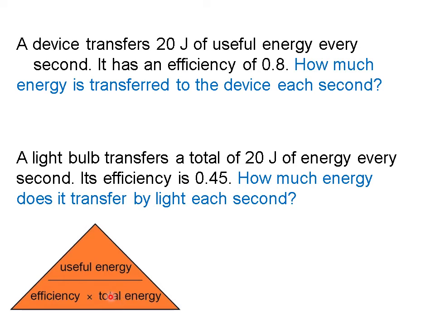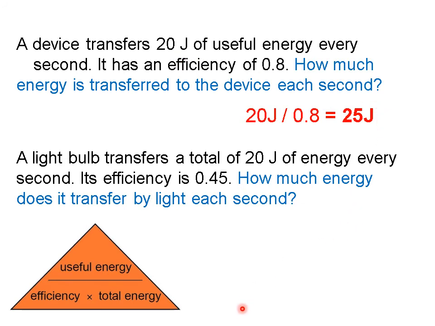So if you cover up what you're trying to work out, which is the total energy, it tells you to do useful energy divided by efficiency. So if you do that for the first one, it gives you an answer of 25 joules. Best thing to do then is to sense check your answer. 25 joules is greater than 20, and we're trying to work out the input energy, so that makes sense that more energy is supplied to the device than is transferred usefully, so that answer makes sense.